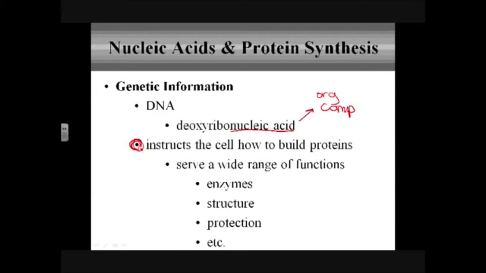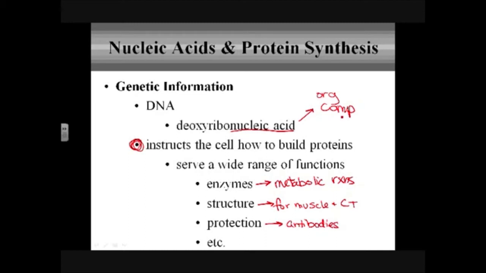So for example, we have enzymes, and we should know that enzymes are going to be controlling metabolic reactions. So enzymes for metabolic reactions. We have proteins that are going to play a role in structure. So for example, we use proteins for building muscle and connective tissue. We have other proteins that play roles in protection. For example, antibodies. Antibodies are a specific type of protein that fight off infection in your immune system.